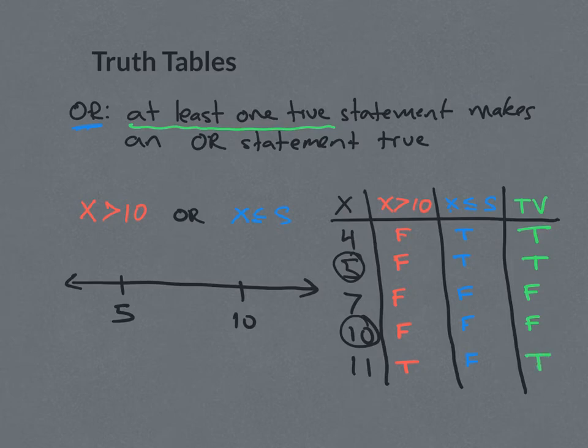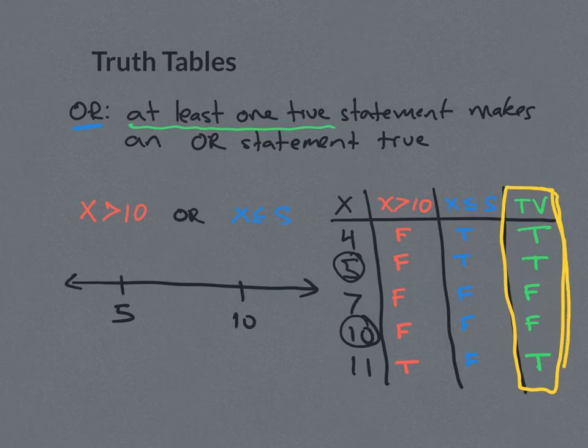Okay? So what we're finally going to do here is transfer these truth values to the number line. When I transfer those truth values to the number line, for 4, above the section with 4, I'm going to write true. For 5, I'm going to write true. For the section that has 7, I'm going to write false, because that's what my truth table says. For 10, I'm going to write false. And for 11, I'm going to write true.